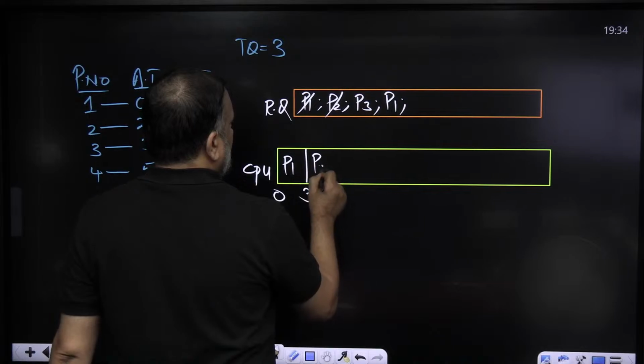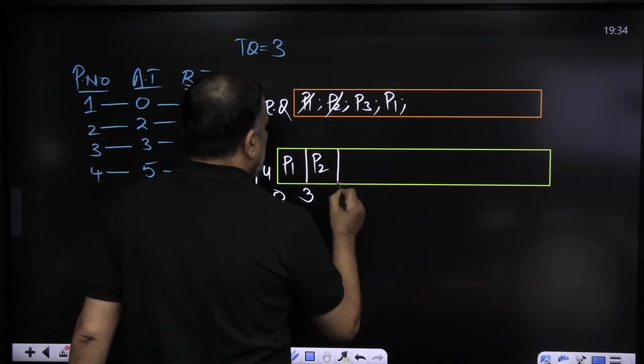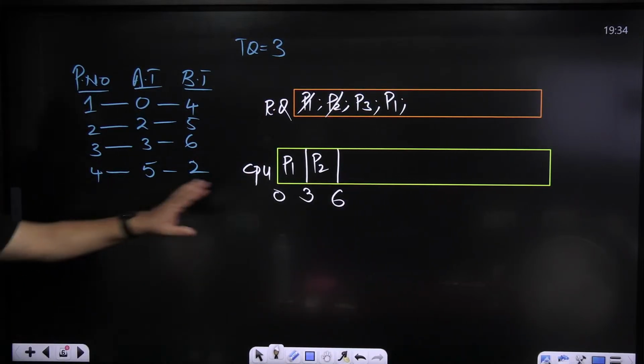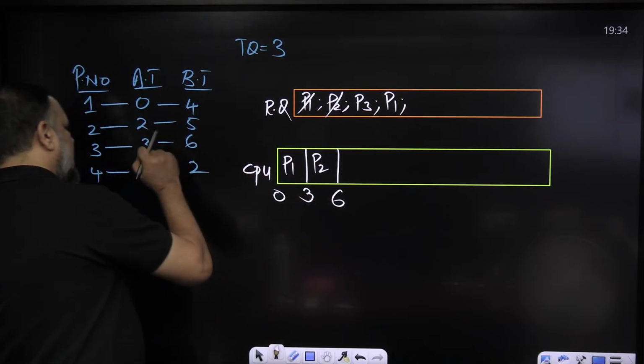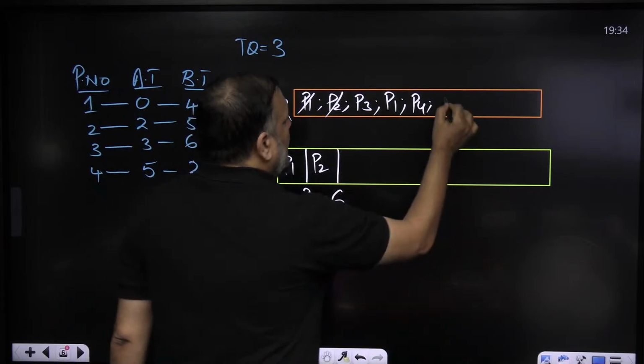So P2 is going to take the charge next. P2 का burst time है 5 and allotted time is 3 units. So 3 units के लिए रन करेगा. 3 plus 3, 6. Now by time 6, or between 3 and 6, the next process to come is P4. यहां हम P4 ऐड करेंगे. फिर इसके बाद P2 preempt होकर रेडी क्यू में जाएगा.